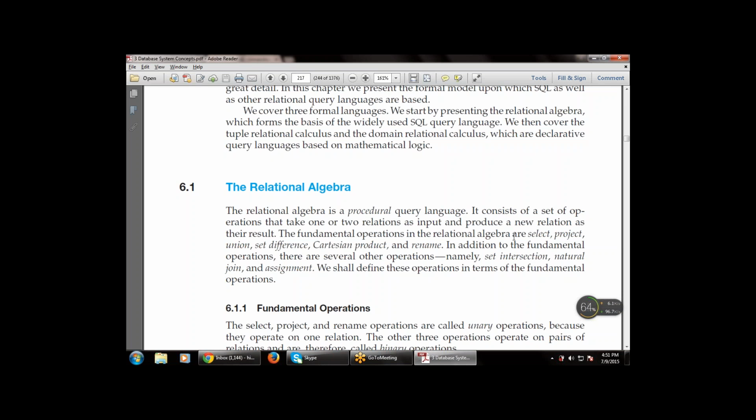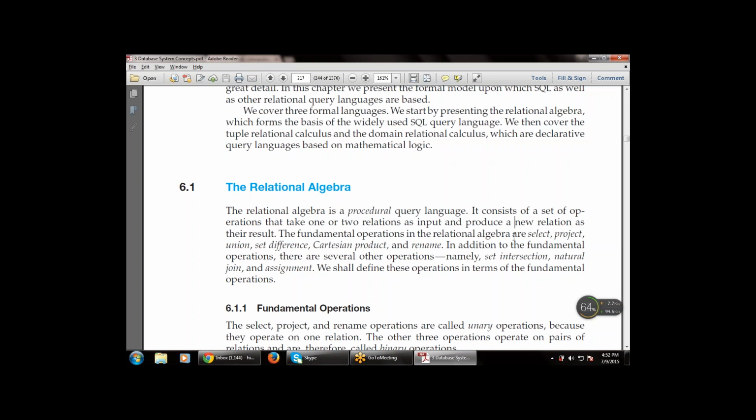In addition to the fundamental operations, there are several other operations: the set intersection, natural join, and the assignment. So in totality, there are nine operations. Six are the basic operations, and three are other operations. What are the six? That is the main part: select, project, union, set difference, Cartesian product, and rename. And the additional operations are set intersection, natural join, and assignment.